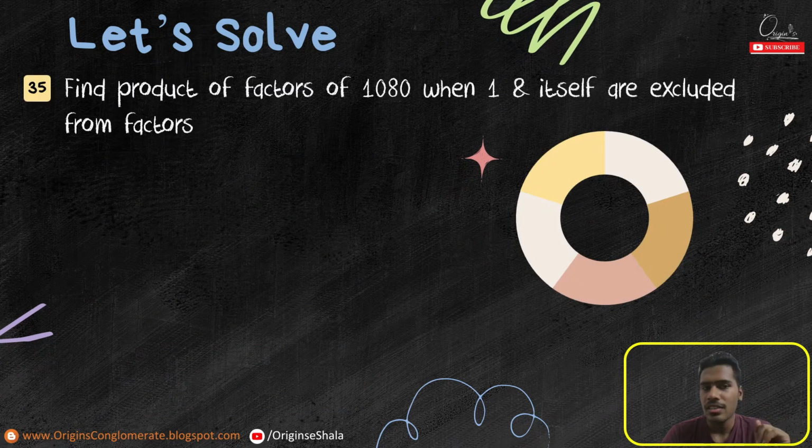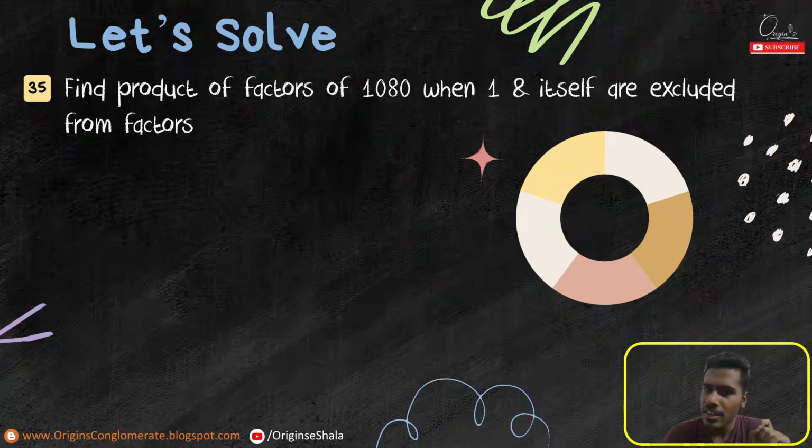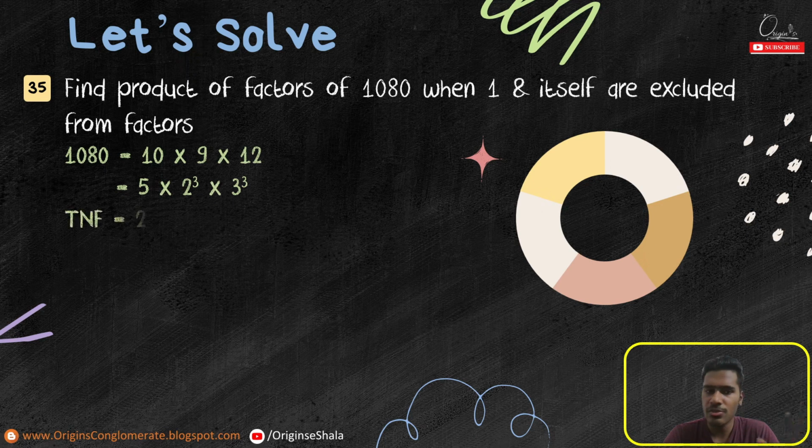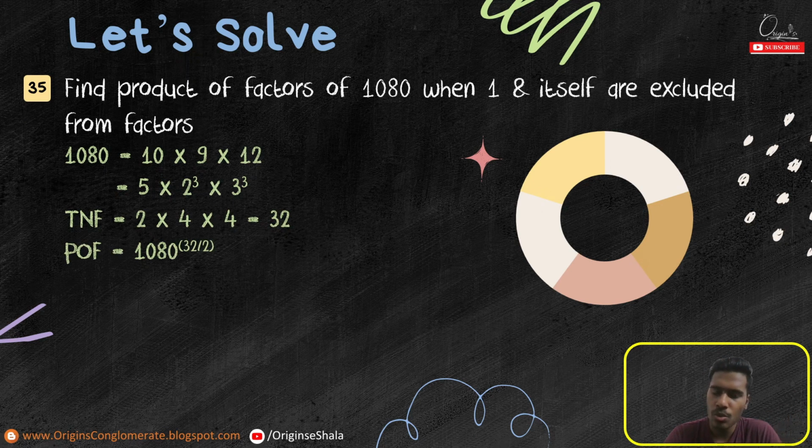Now, again, a similar question. You need to find POF for 1080, and the extra condition is that 1 and itself are to be excluded. That means 1 and 1080, these two are to be excluded from the factors. Then you need to find the product of factors. Quite interesting, right? So we will do the same thing that we have been doing, nothing changing till we find the TNF. And even for POF, product of factors, we will only divide it by 2. So we will be left with this.